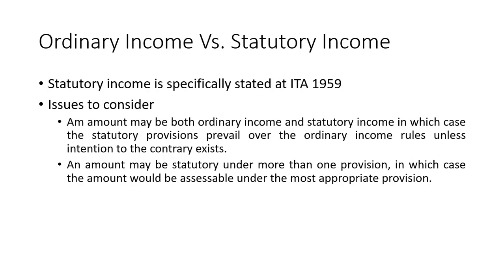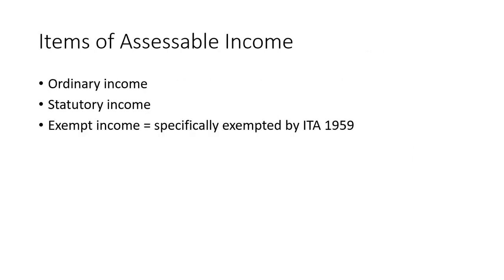An amount may be statutory under more than one provision, in which case the amount would be assessable under the most appropriate provision. So if there are chances that it will be considered under more than one provision as statutory income, the most appropriate one will be considered. So the items included in assessable income, we have ordinary income, statutory income, but exempt income will be exempted under ITA 1959.